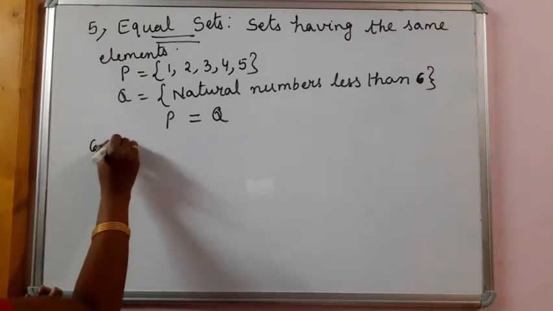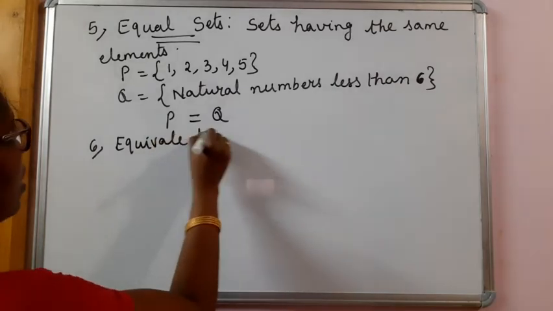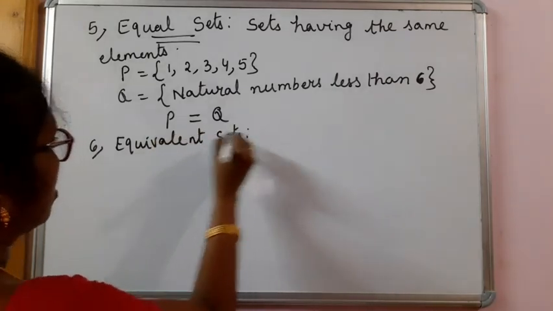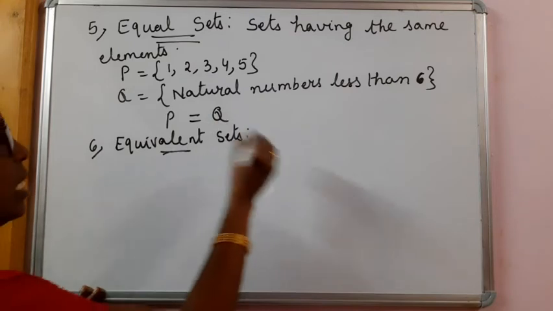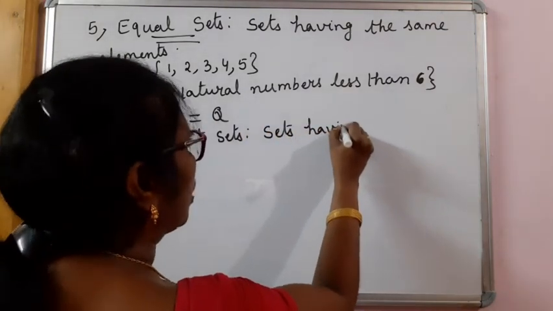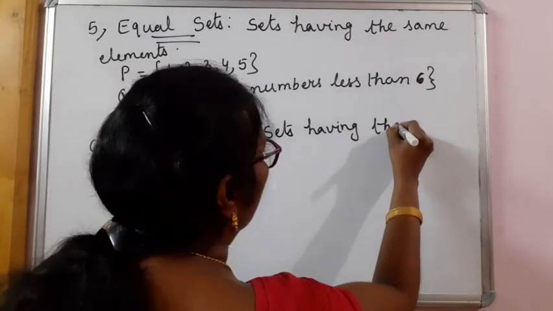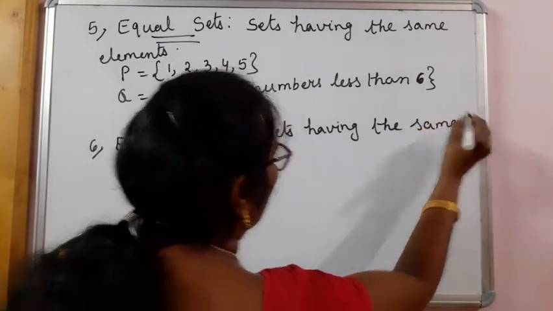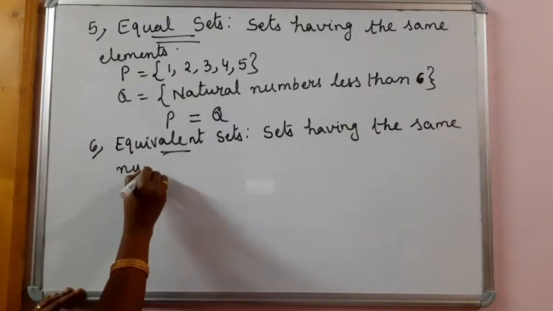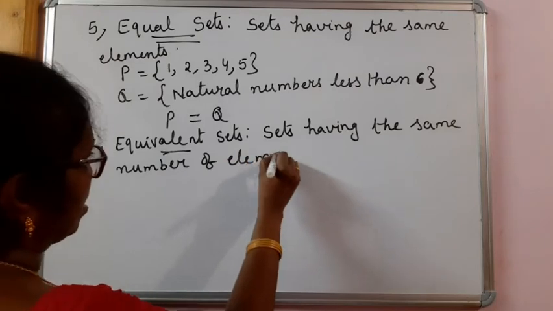Your next kind is equivalent sets. What are equivalent sets? Equivalent means same number of elements. Two or more sets having the same number of elements are known as equivalent sets.